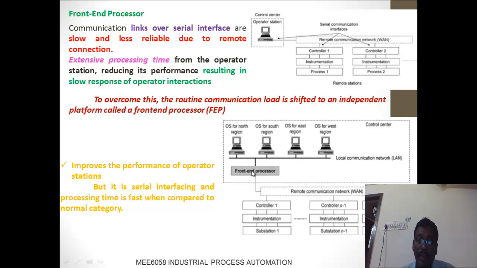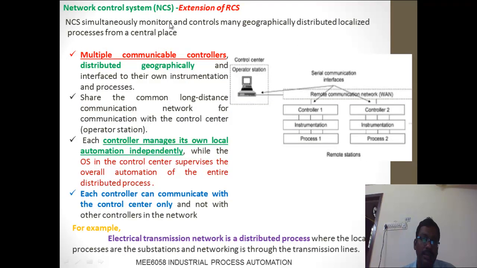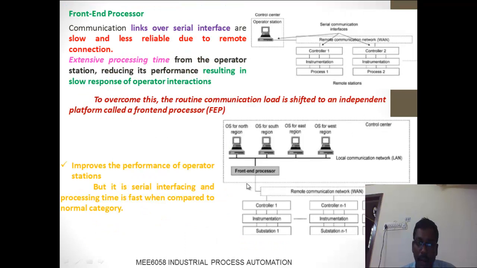From here, we are having different operator systems to monitor what's happening for north region, south region, east region, west region. If you have a single operator to monitor the north region, south region, east region, west region, yes, it's possible, but it's somewhat complicated. So what we've done here in the front-end processor is the same hierarchical structure, from the lower end level to the front-end processor level, the same as the network control systems.